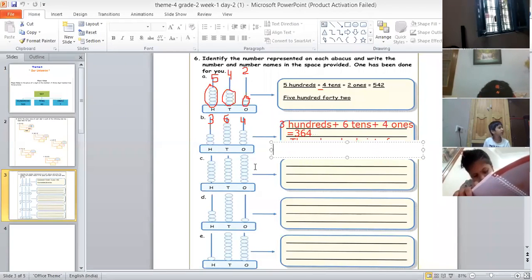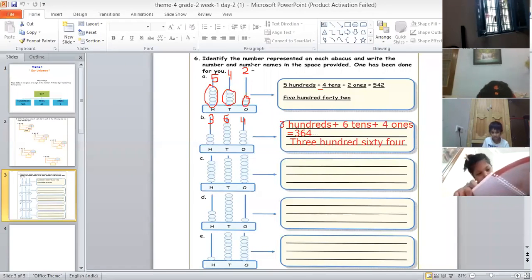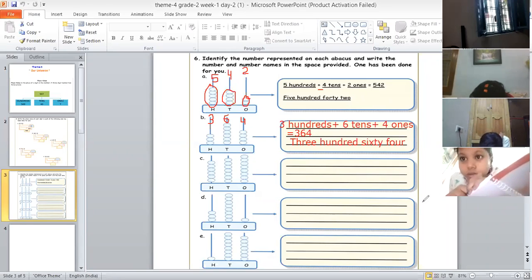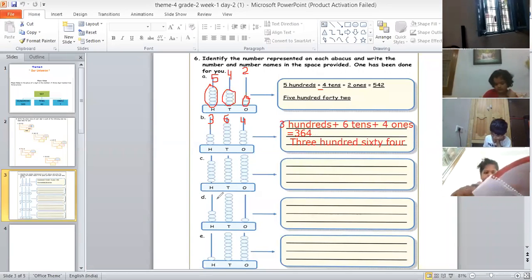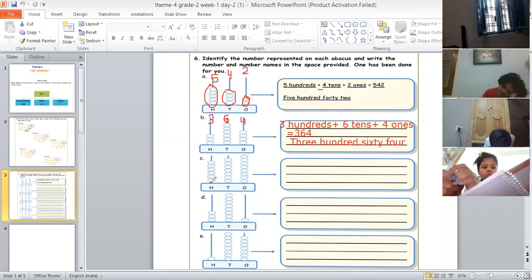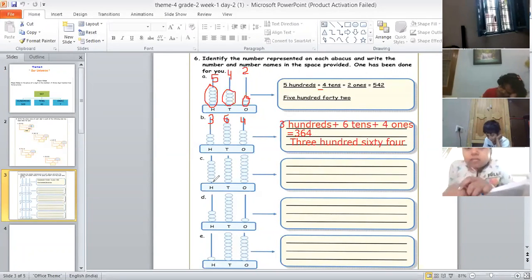Okay. Yes, children, please write correct spellings. Akshaya Lakshmi, now next bit. Bit C. How many beads are there in hundreds place? 6. Count again, please.